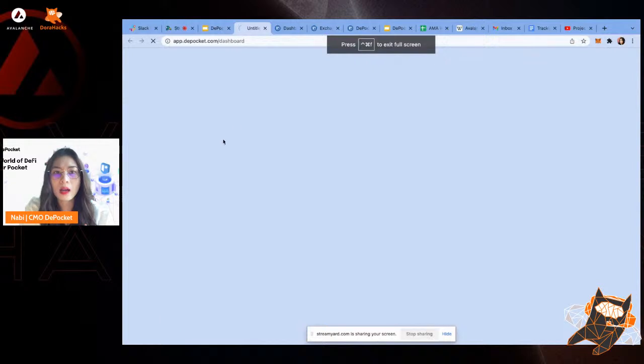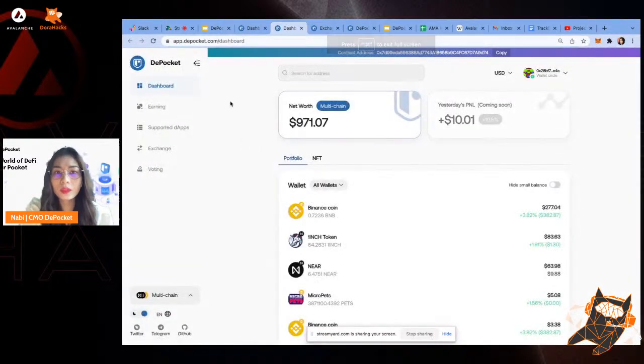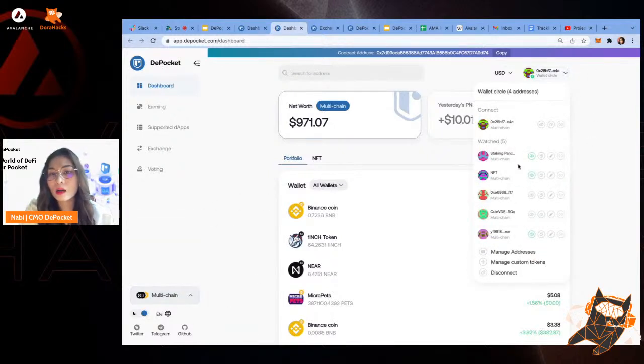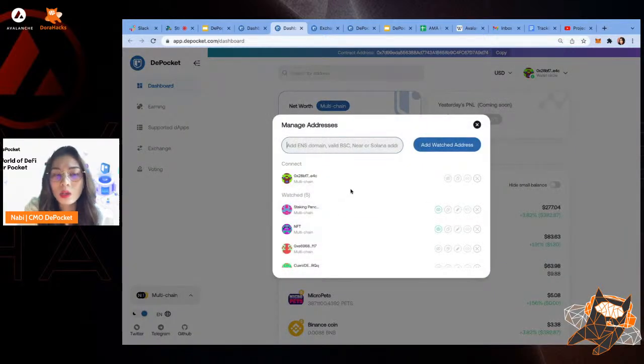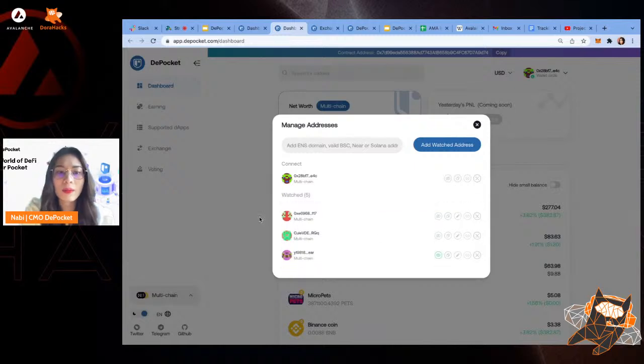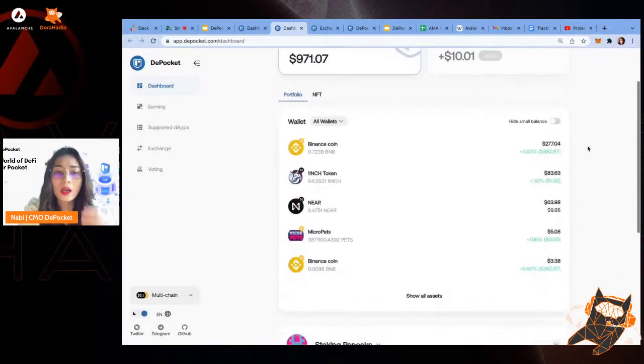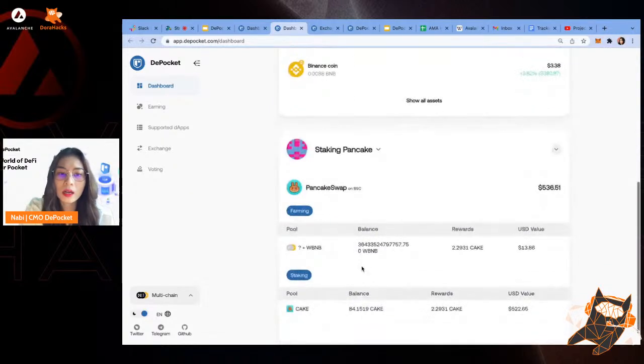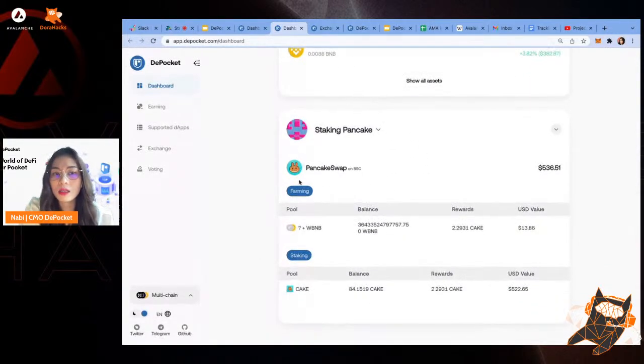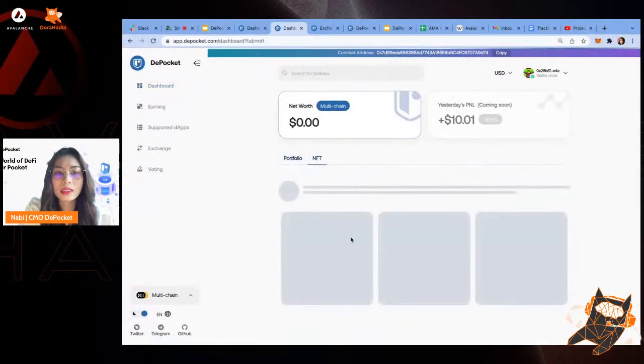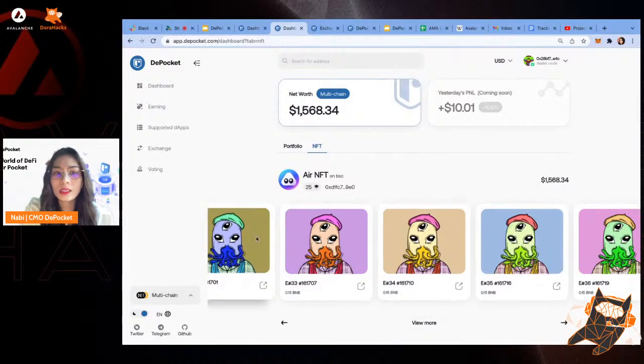Let me share our dashboard. We already have the product, and we already support Binance Smart Chain, Solana, and Near Protocol. That's the multi-chain and multi-wallet. You can easily manage all of your wallets by just copying and pasting your wallet address here. You can simply turn off the eye to hide your balance. Here is the portfolio of my tokens, and the app also shows the staking balance on PancakeSwap and also NFT access. Here's the total balance of NFTs.